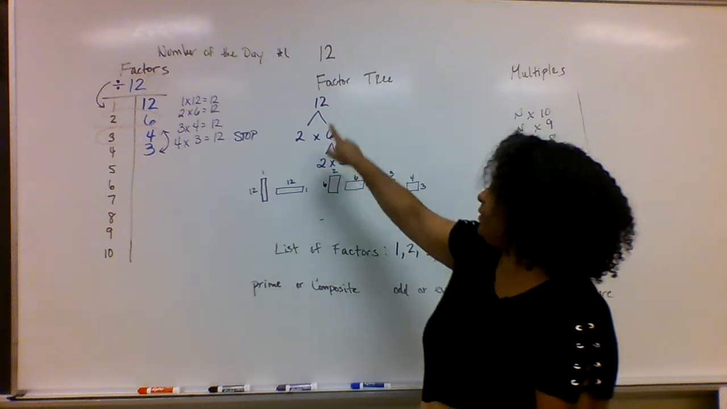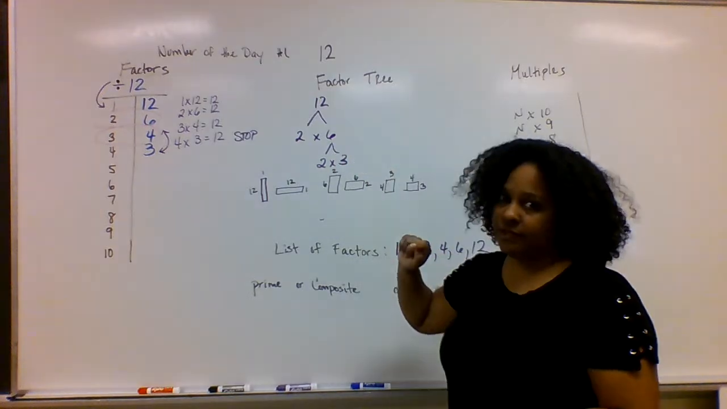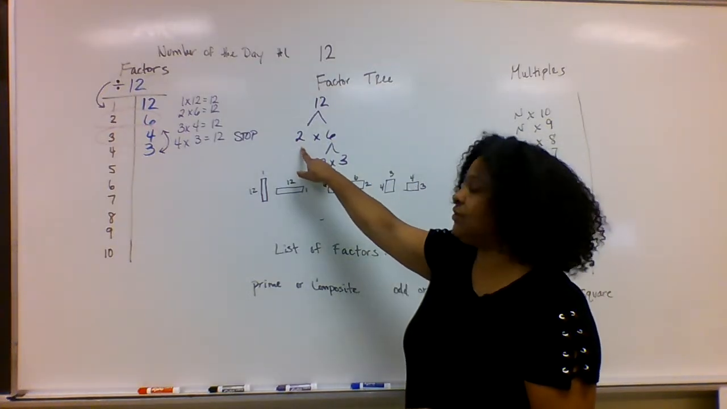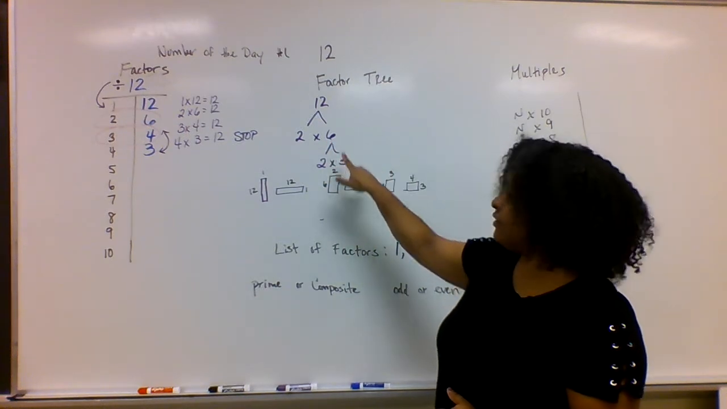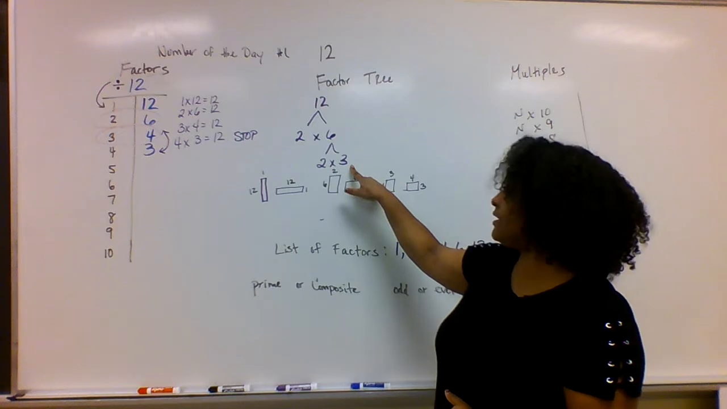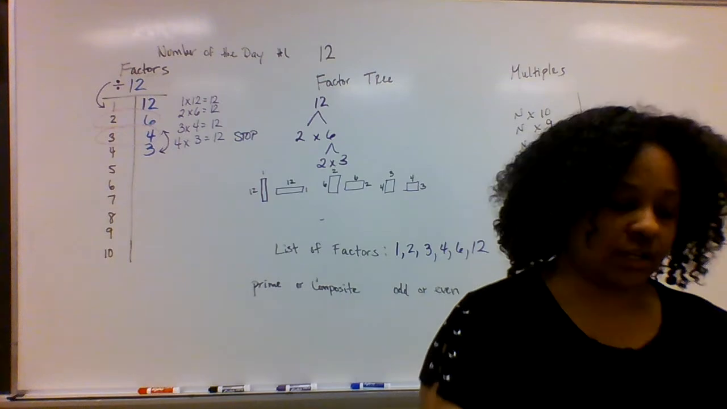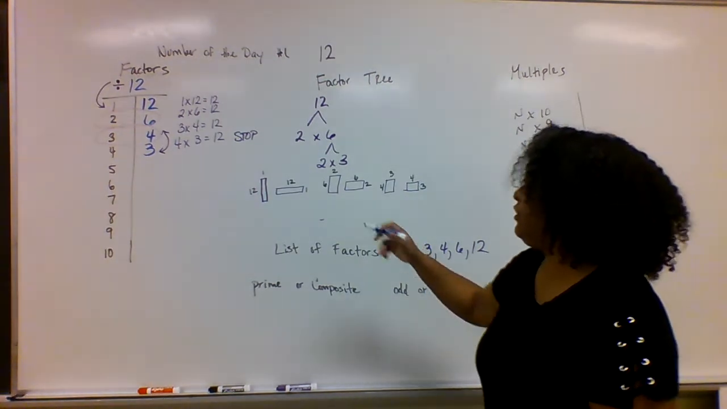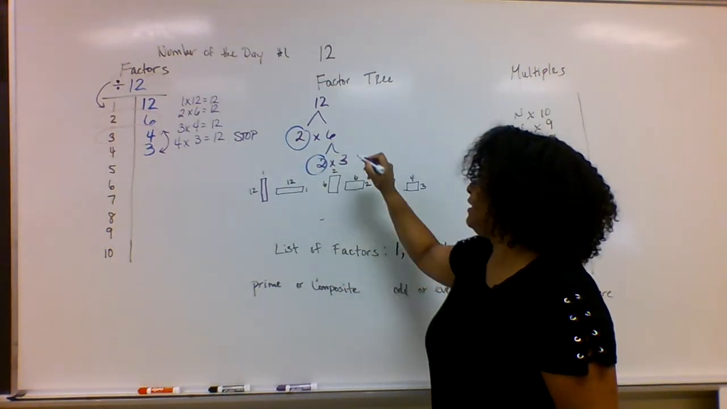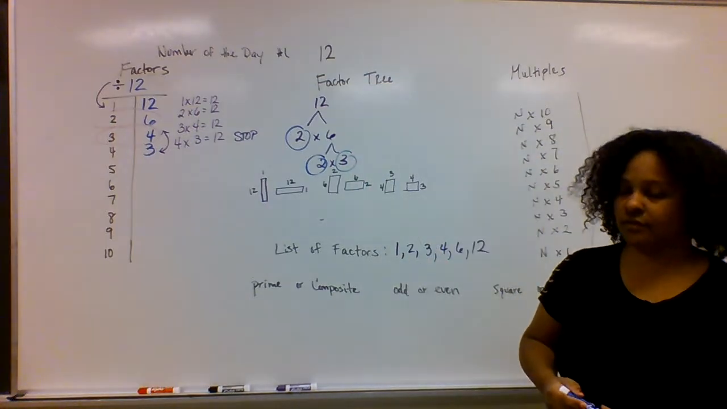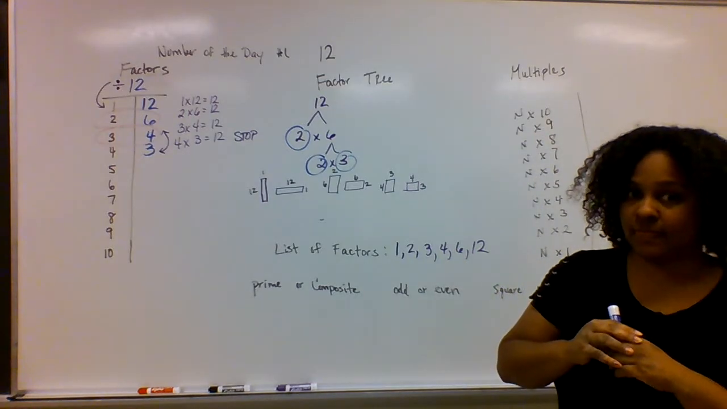So how you do it is you start with the product at the top. Then I broke down the product into a factor pair. So 12 is the same as 2 times 6. Then I broke down the 6 into a factor pair, 2 times 3 equals 6. So what you should see is this 2 is a prime number, and this 3 is a prime number. So what I did was I broke down the 6 because 6 is not prime.